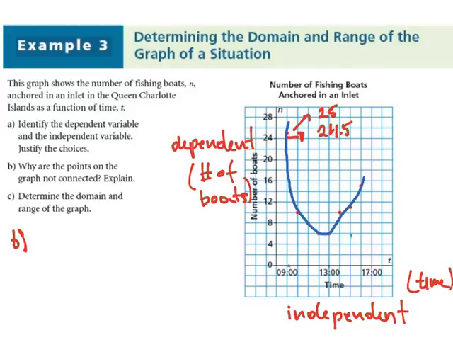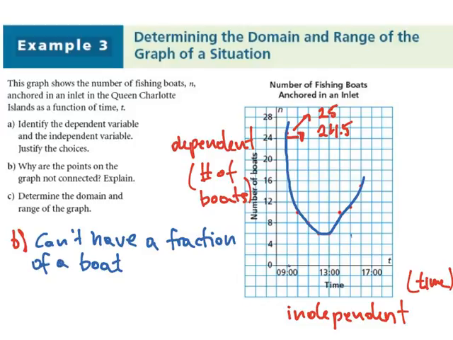And the last part, C. Determine the domain and range of the graph. Since this graph is non-continuous, the points are not connected, we have to state the domain and range values in a list format. So this is the domain, and we have to list them separately.